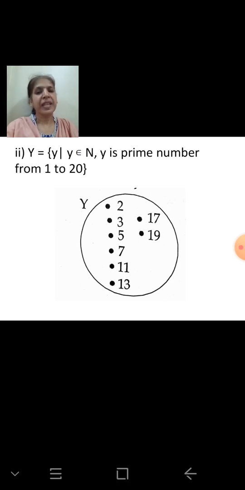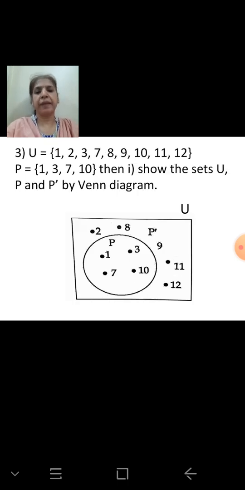Then 5, 7, 11, 13, 17, 19, up to 19, because the condition says prime numbers from 1 to 20. And if you want, you can first list it also, like set Y is equal to 2, 3, 5, 7, 11, 13, 17, 19. After listing, you can draw the Venn diagram. So this is the representation by Venn diagram.